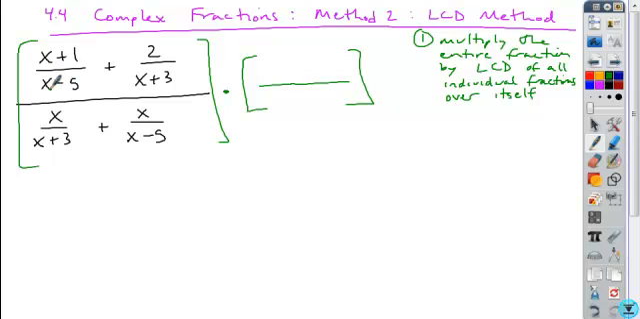So as I look at this, I have a factor of x minus 5. That's one of my LCD factors. I have a factor of x plus 3, which is already included, and a factor of x minus 5. So these two factors right here are the LCD, the least common denominator for every fraction involved in this whole problem. So I'm going to multiply the original expression, the original fraction, by this over itself.